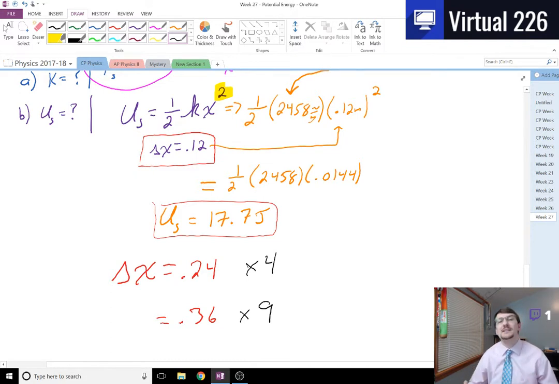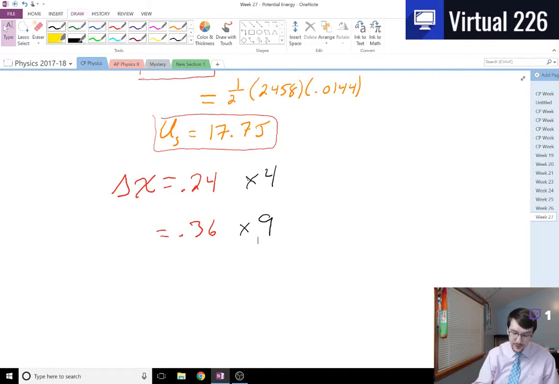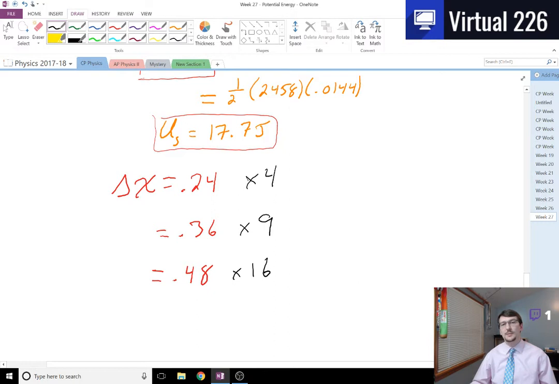We'd have 9 times as much spring potential energy, because that is 3 times as much, and we need to square that value. So we're doing that twice. We're doing 3 times 3, which gives us a value of 9 there. If we went even further with this, as you can probably see a pattern going, if this was 0.48, if you just follow your perfect squares, we're going to get 16 times as much potential energy out of this spring by doing that.